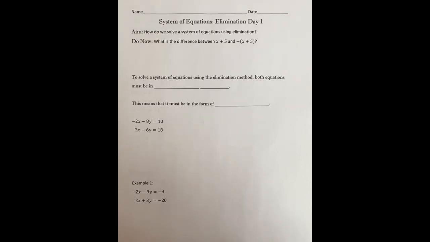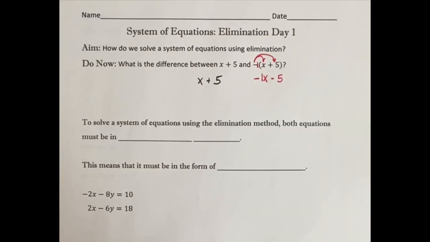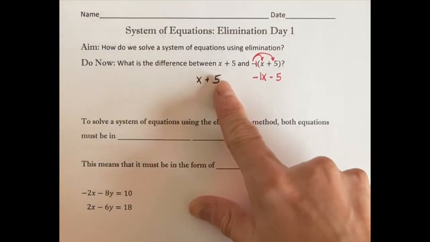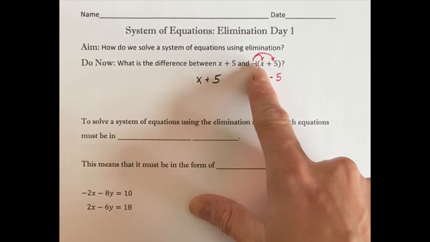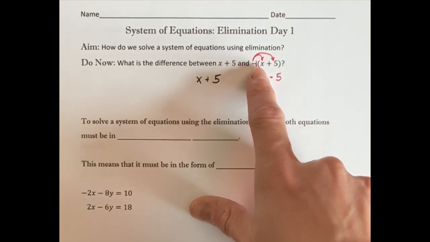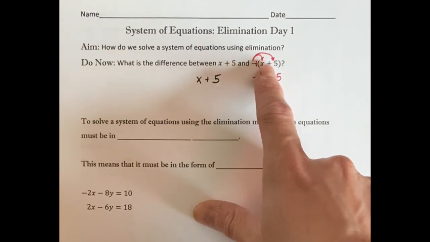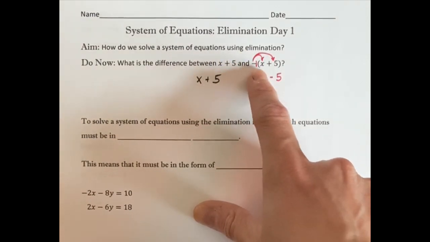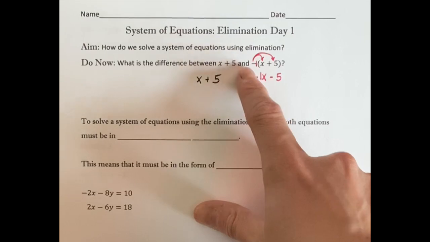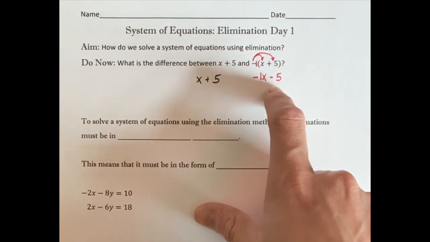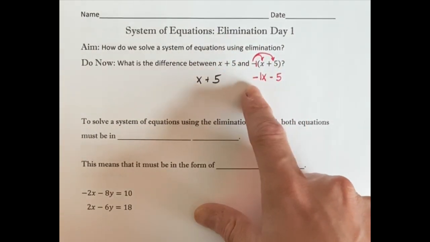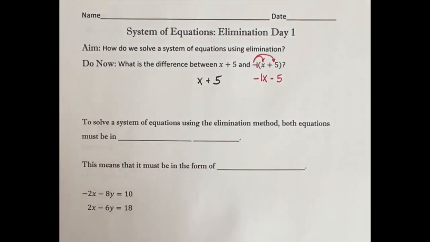What's the difference between x plus 5 and negative parentheses x plus 5? So looking at the do now, the x plus 5 stays x plus 5, where the negative (x plus 5) really tells us that there's an invisible negative 1 in front. And in order to get rid of the parentheses, we need to distribute that negative 1. So negative 1 times x gives me negative 1x, and negative 1 times 5 gives me a negative 5. So that actually turns into negative 1x minus 5.